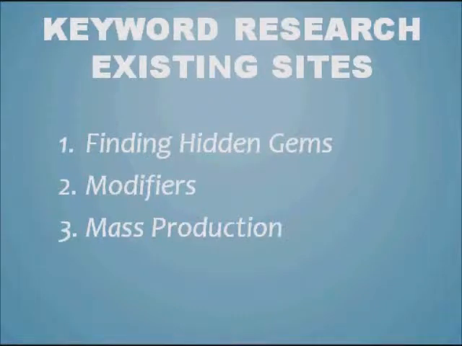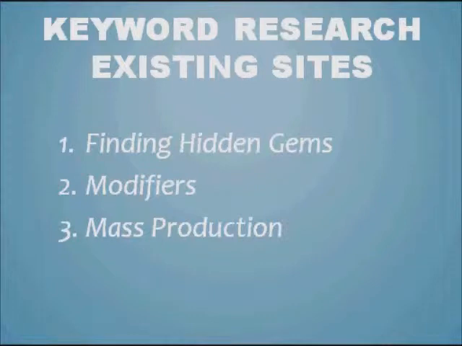Alright, so this video is about beginner level keyword research for existing websites, and I'm going to cover three things. Number one is finding hidden gems. These are keywords that perform really well for your site and have a lot of potential to bring more traffic. And number two, we're going to talk about modifiers, which are basically words you can add to existing keywords to find even more great long tail traffic.